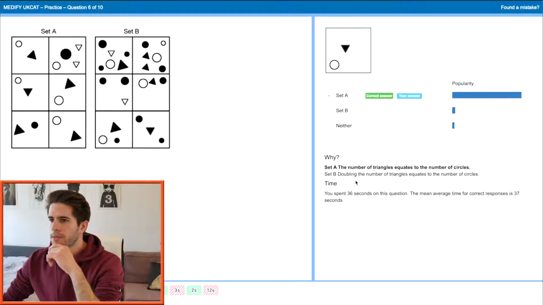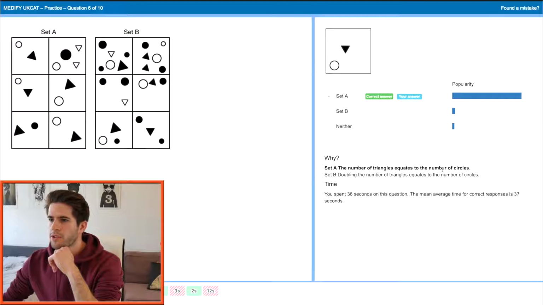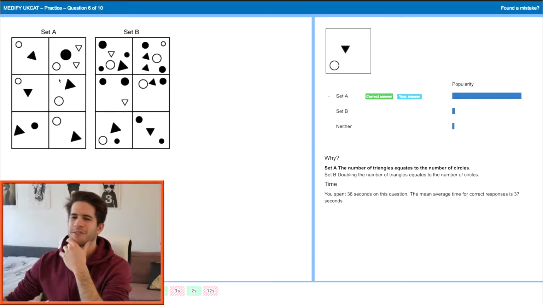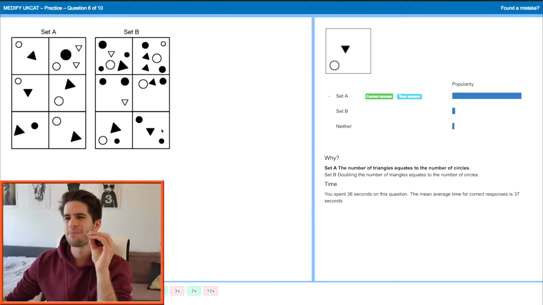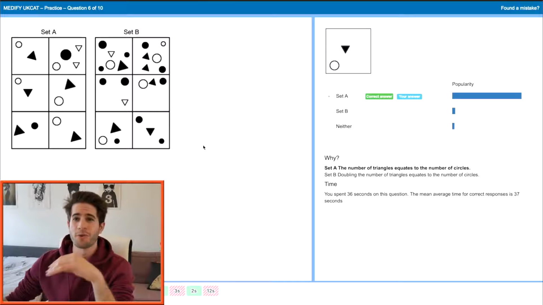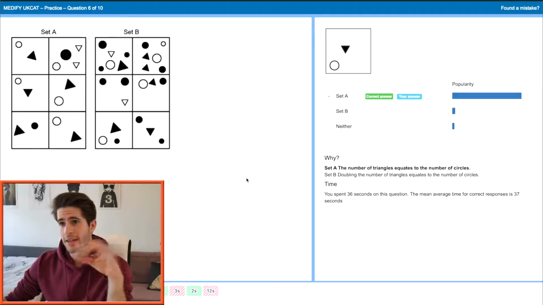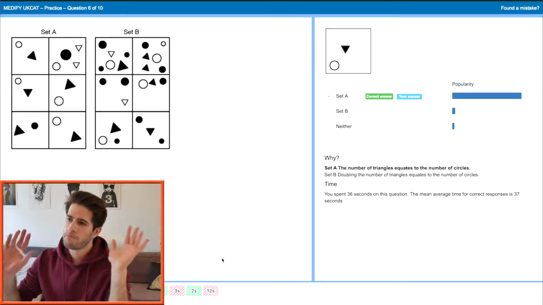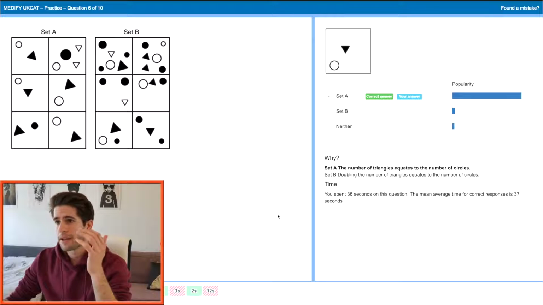Let's see what went wrong. The number of triangles equates to the number of circles, and set B is doubling the number of triangles equates to the number of circles. If you find a rule that you think is too simple, kind of like this one, I should have known. If the rule is a bit too simple, then it might be the case that there's another rule going on. But having said that, we did this question very quickly and we still scored 3 out of 5. It's not the end of the world. It's actually not a bad thing at all.